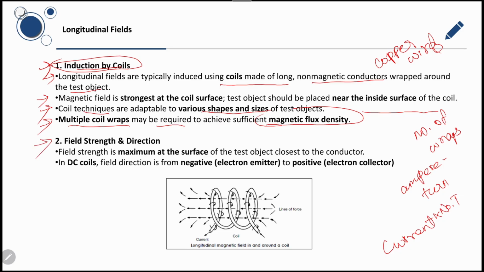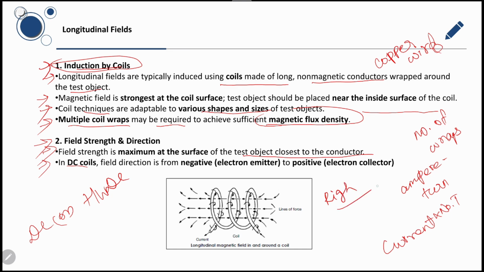The next one is field strength and direction. Field strength is strongest at the surface of the test object closest to the conductor. It weakens as the distance from the coil increases. For deeper penetration, DC or half wave DC is more effective than AC, which mainly affects the surface due to skin effect. In DC coils, the direction is determined by the direction of current flow in the coil, that is the right hand rule.